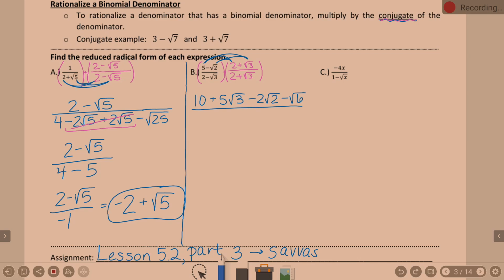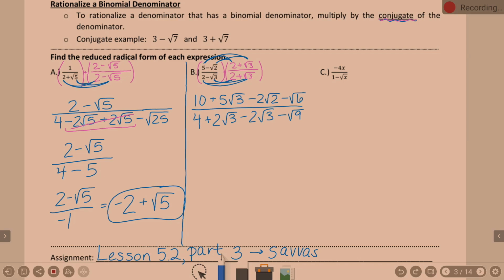Okay. FOIL in the denominator, right? 2 times 2? 4. Outside, 2 times the square root of 3, plus 2 square root of 3. Inside, negative square root of 3 times 2, negative 2 square root of 3. And last, negative square root of 3 times positive square root of 3. 9. Positive 9. Nope, negative 9. Negative square root of 9.